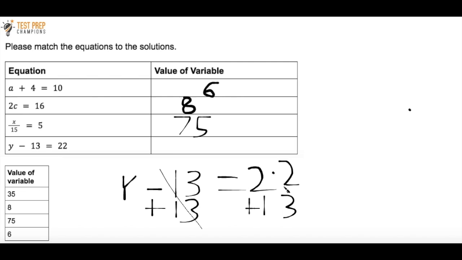So I have to add 13 to this 22. So if I do 22 plus 13, that gives me 35. So once I rewrite this, I'll see that y equals 35.